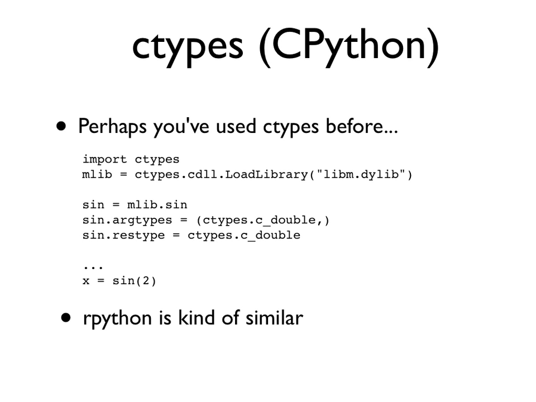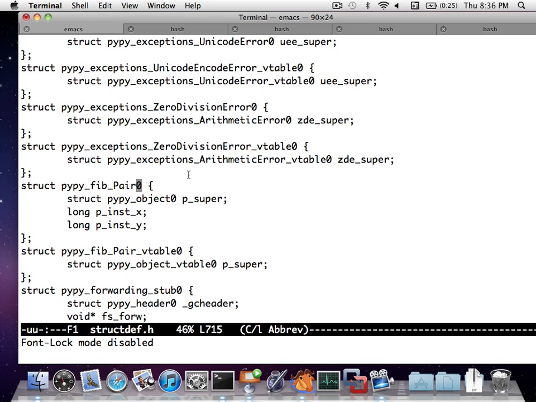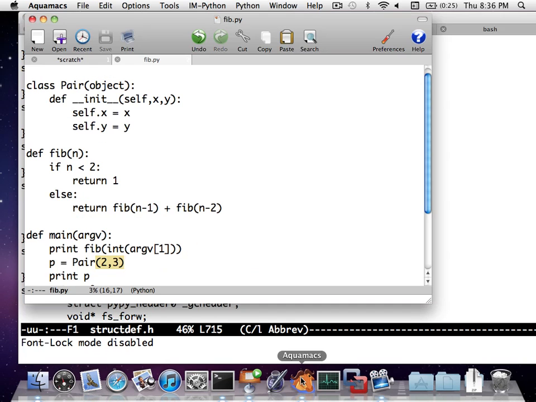Turns out that RPython basically does that. It's a slightly different interface, but it's basically a restricted foreign function interface you can use in RPython, where you add this import and then just declare external functions, and they'll just show up in your RPython program. So you can actually try this out. It's surprisingly easy to do.